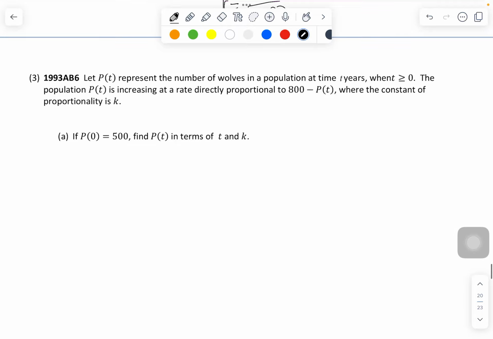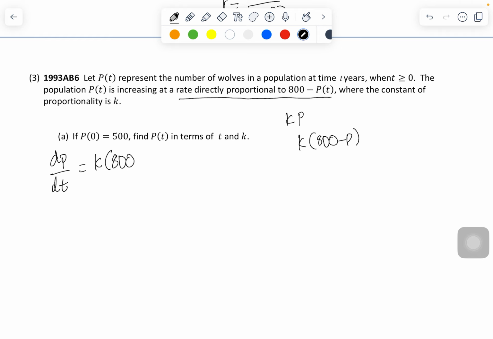Let's take a look at another problem. But here we notice something different. The rate is directly proportional to 800 minus p of t. So instead of using kp, we're going to use k times 800 minus p, or dp over dt equals k times 800 minus p. We'll divide 800 minus p to the other side and multiply dt. So dp over 800 minus p equals k dt.